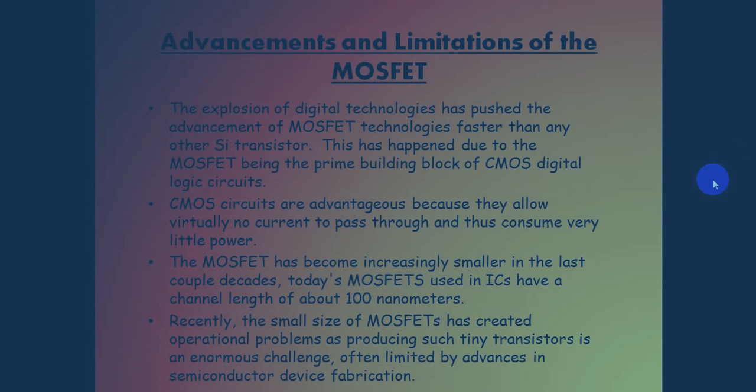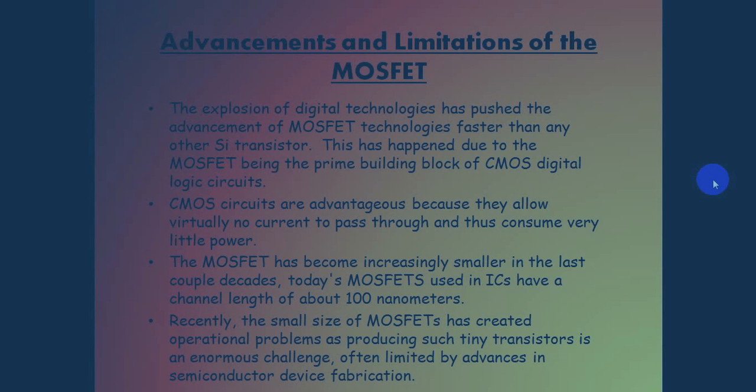Some of the advancements and limitations of the MOSFETs. Obviously, MOSFETs are the most commonly used silicon transistors rather than other silicon transistors because they are the prime building block of CMOS digital logic circuits. The CMOS circuits are advantageous because they allow virtually no current to pass through them, and therefore they consume very little power. This is done by wiring every P MOSFET with an N MOSFET in such a way that whenever one is conducting, the other is not. This not only conserves energy but also helps to reduce heat dissipation, which otherwise could cause the circuit to fail. Overheating is very much a concern.